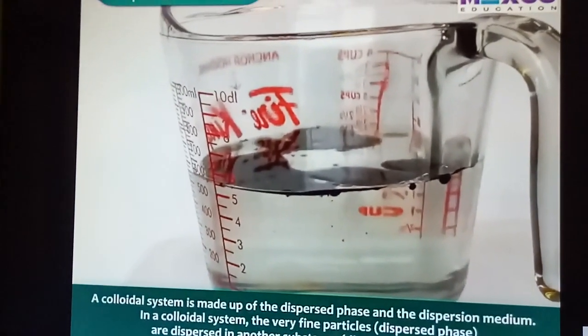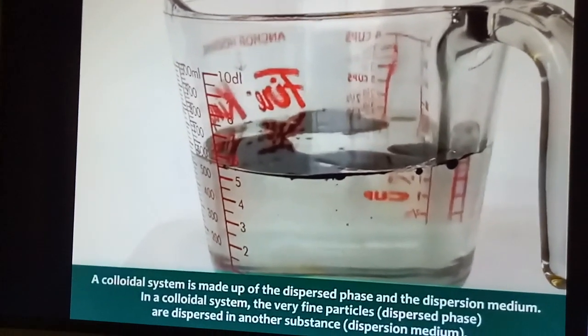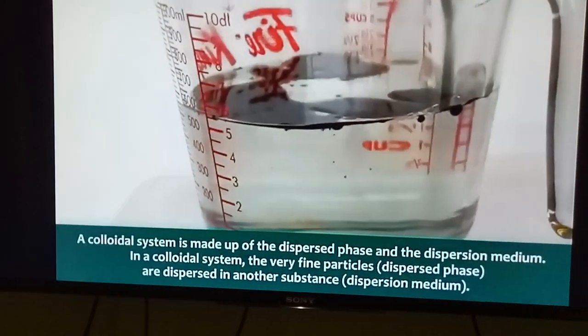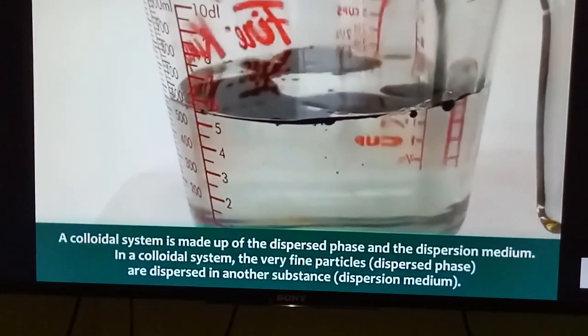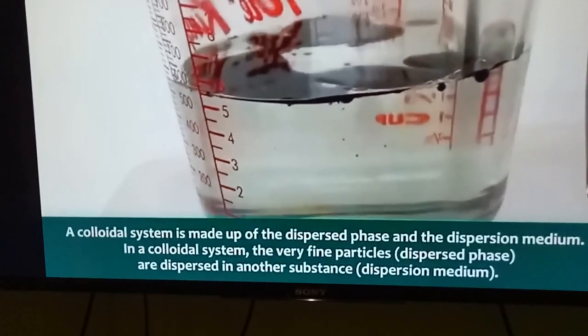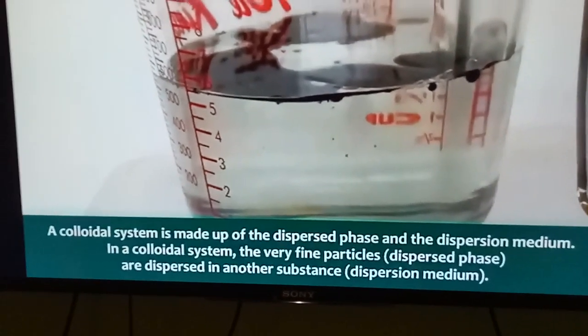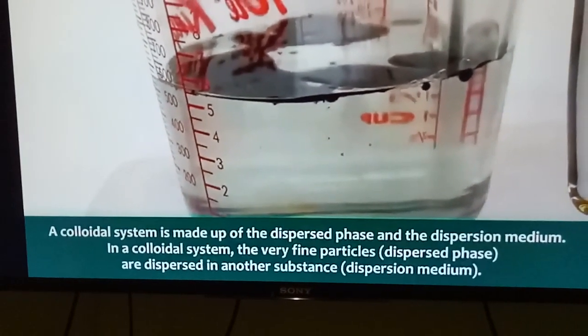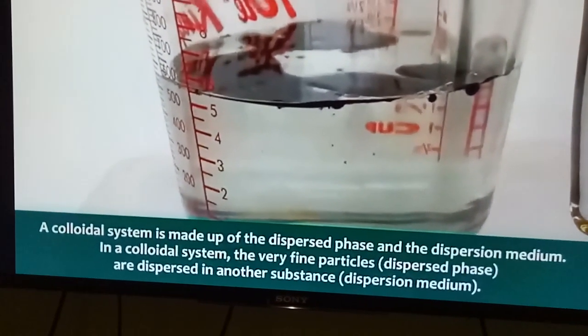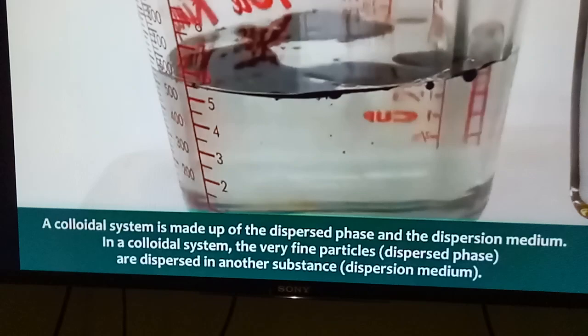Then why are we calling it a heterogeneous mixture? When you look at milk, the whole milk looks like a single entity. But why do we call it a heterogeneous mixture? Because when you boil milk, you get a cream layer at the top. So the fat content is separated out very clearly.